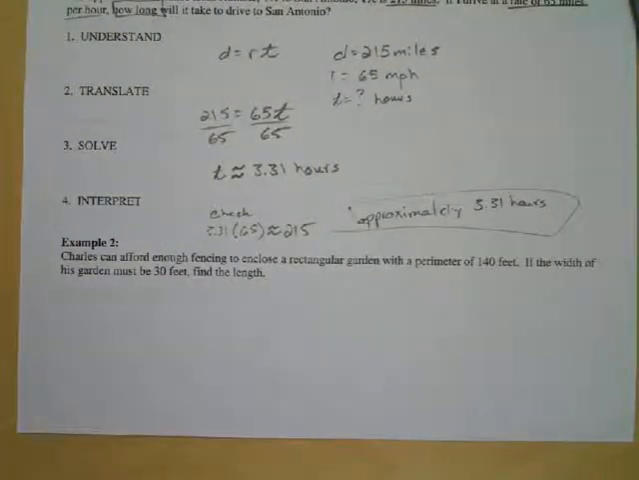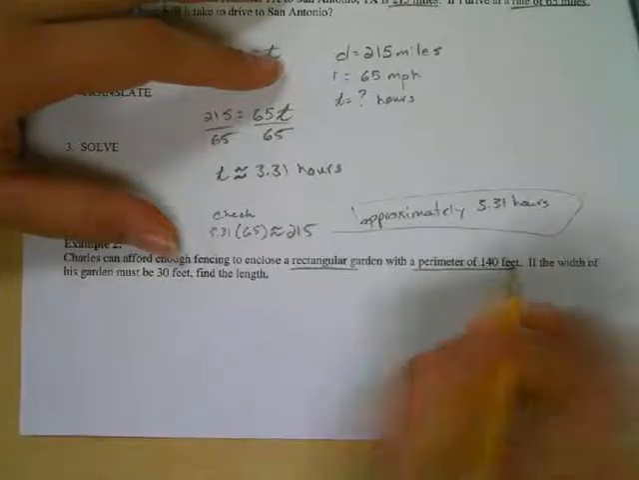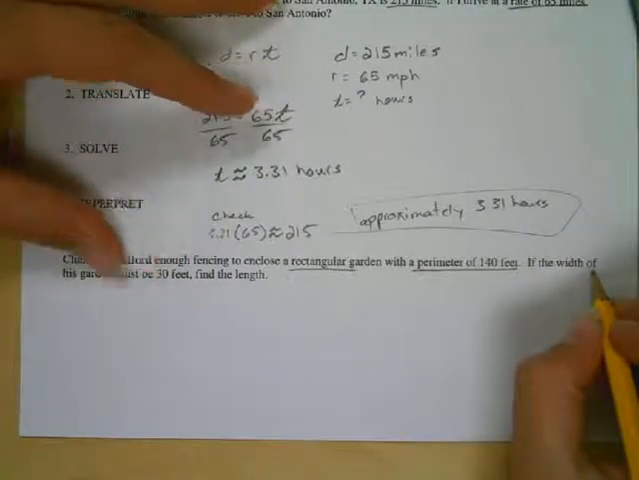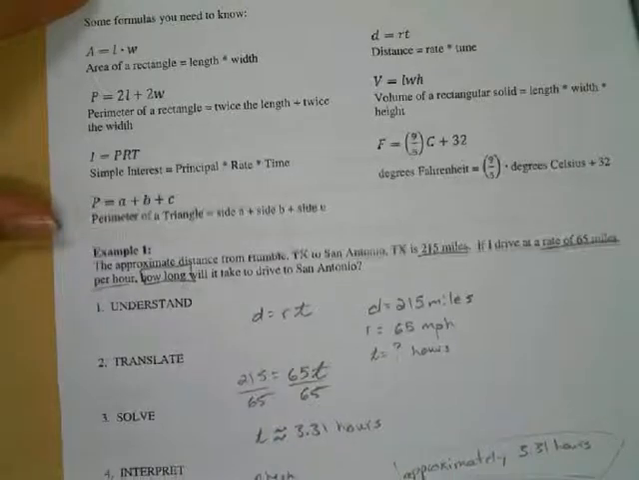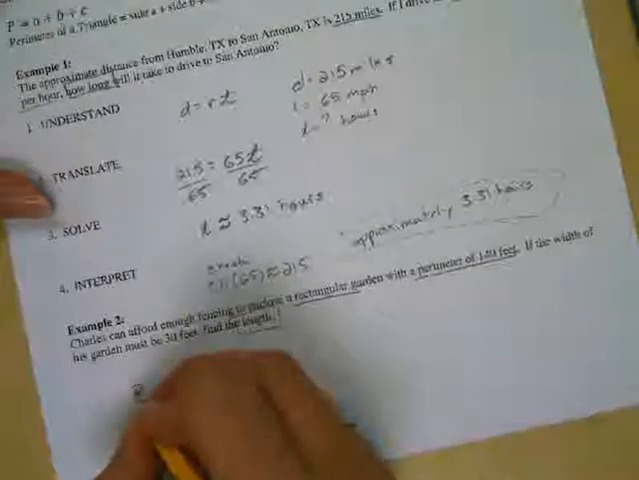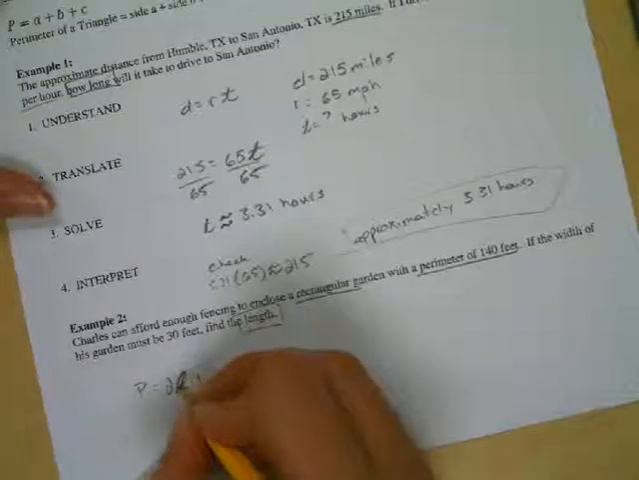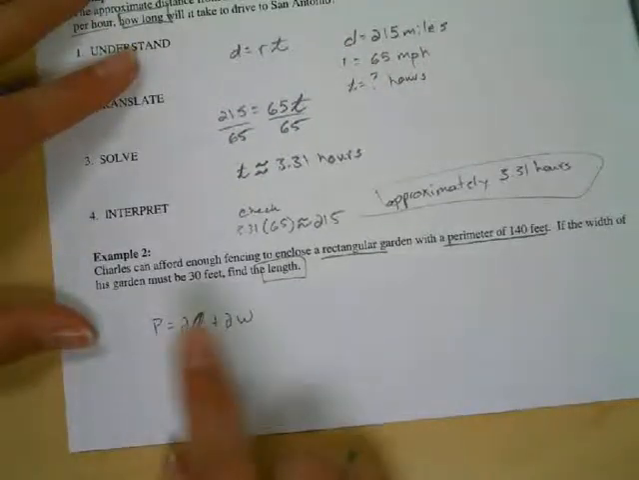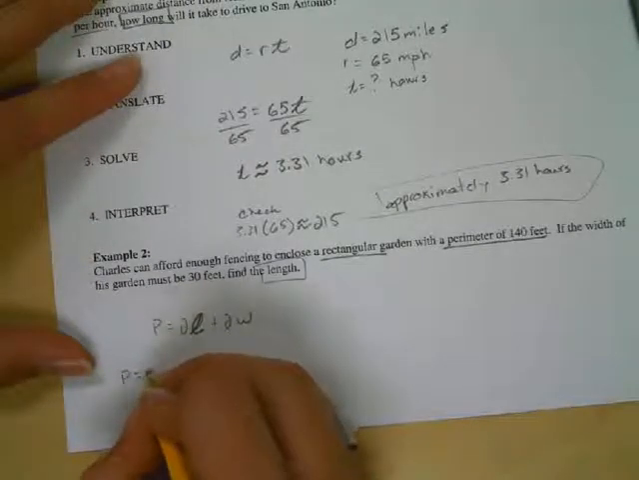So here's another one. This one's just got perimeter. Charles can afford enough fencing to enclose a rectangular perimeter of 140 feet. The width of the garden must be 30 feet. Find the length. So I'm looking for length, and I'm looking at the rectangular perimeter. The perimeter of a rectangle is 2 times the length plus 2 times the width. That's an L, an ugly L, but it's an L. They tell me my perimeter is 140 feet.